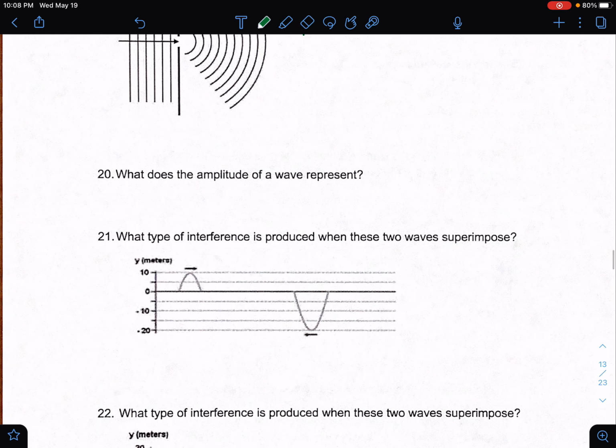20, what does amplitude of a wave represent? That is energy.